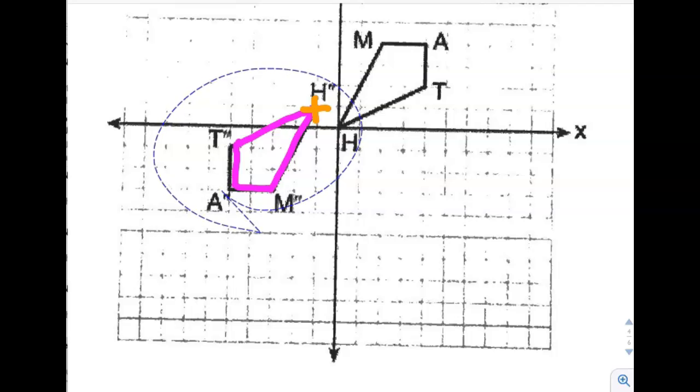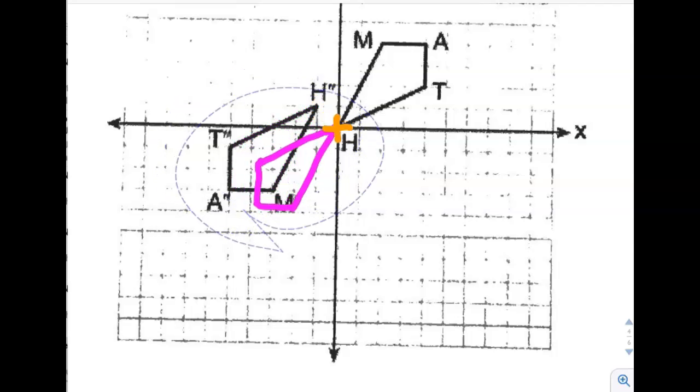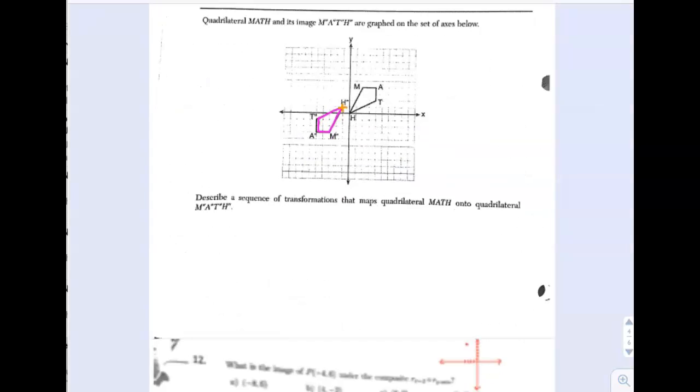You could have rotated it first and then translated. You would have ended up here, and then you'd still just have to translate at the end, -1, 1.